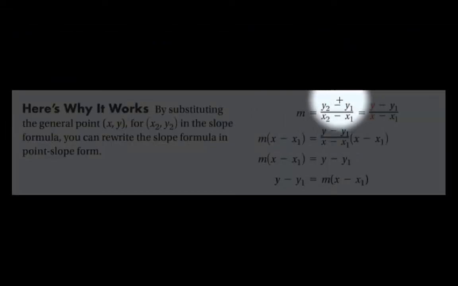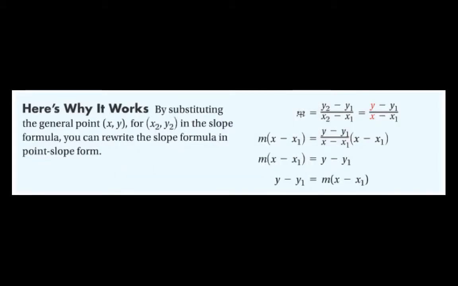Here's our slope formula. Now if we substitute the general point, x and y, because our equation needs to have x and y in it, for x2 and y2 in the slope formula, we can rewrite the slope formula in point-slope form. So here we take out the y2 and the x2 and we just put in a general variable, y and x. And that's important. When you see subscripts in an equation or a formula, that's where you're going to be substituting values in. If you see just y and just x in a form, you're going to leave those as variables.